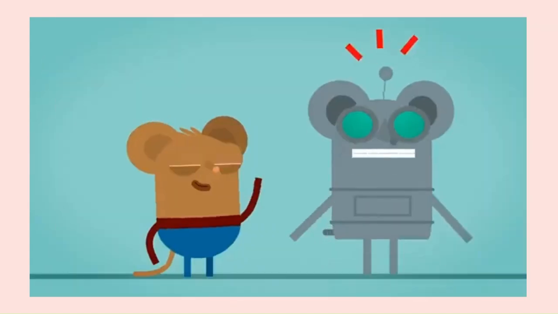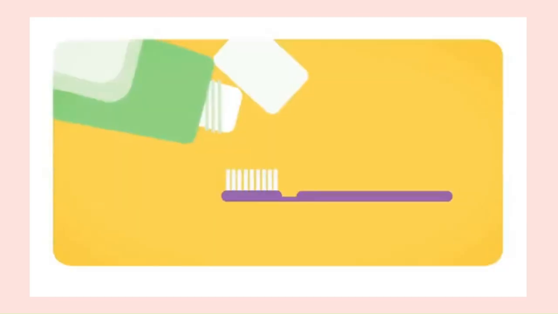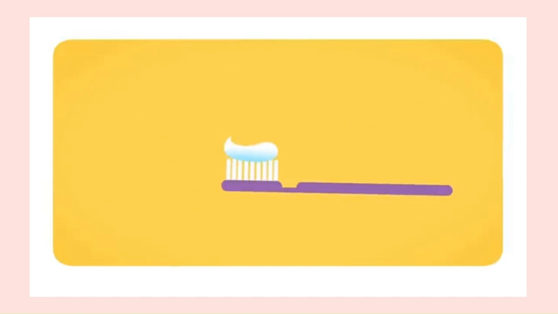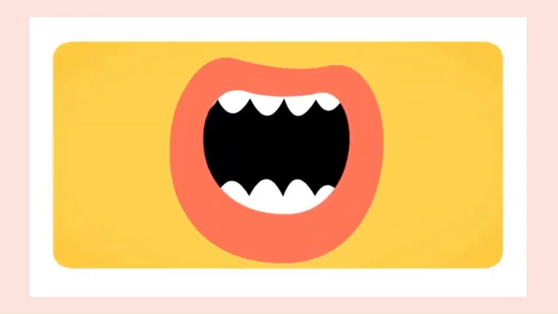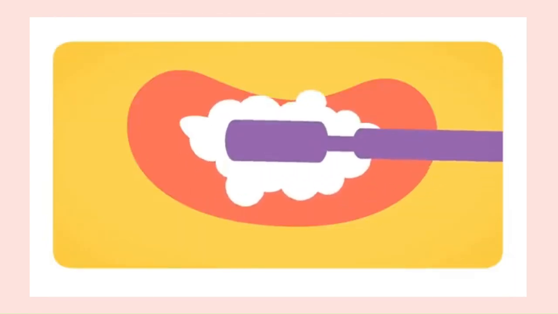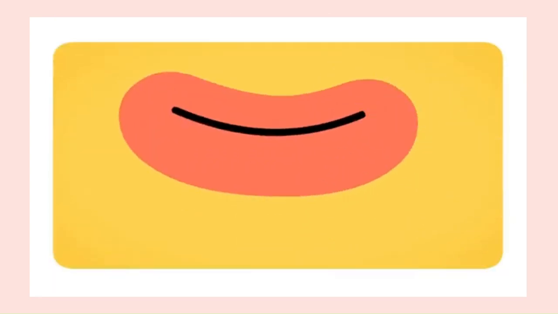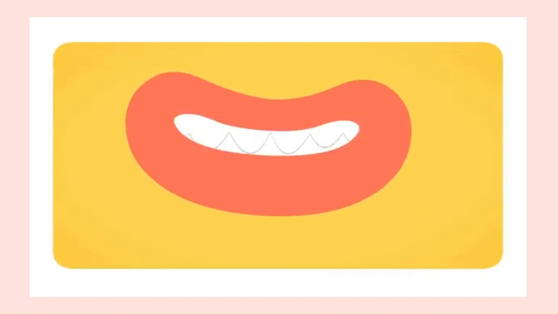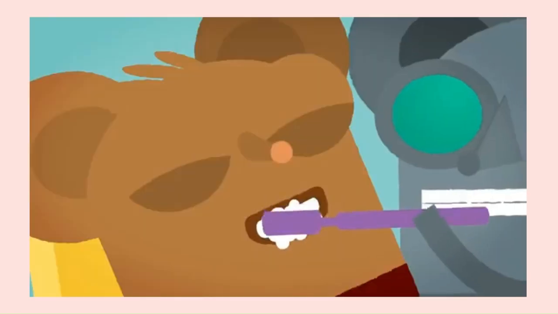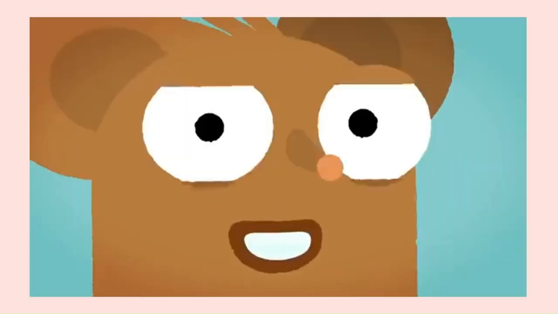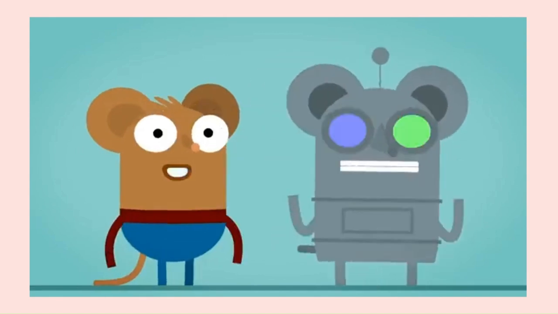The instructions would go like this. 1. Open the toothpaste. 2. Put a bit of toothpaste on the toothbrush. 3. Open your mouth. 4. Brush your teeth nicely. 5. Rinse your mouth with water. 6. Smile. It is important to explain the right steps in the right order so you can get great results.